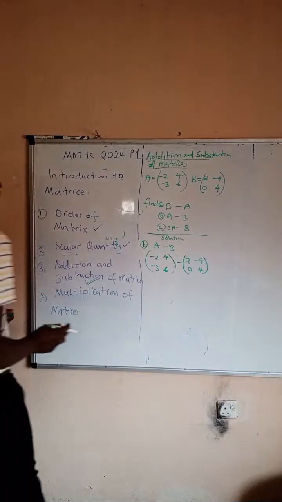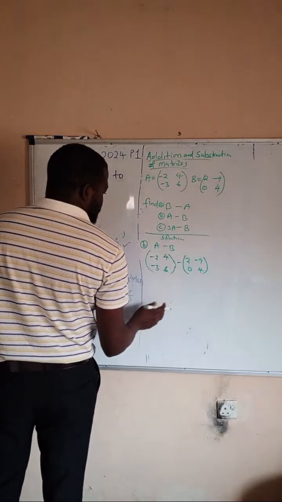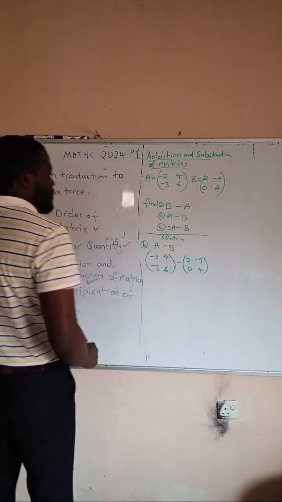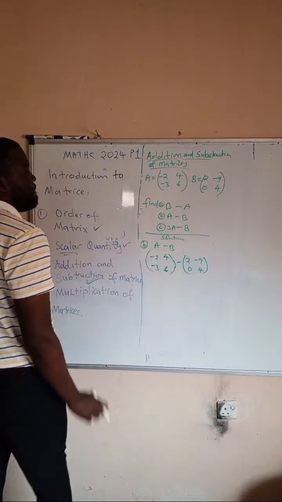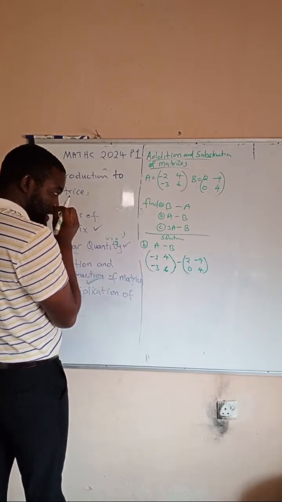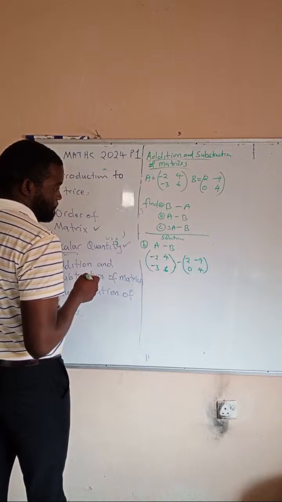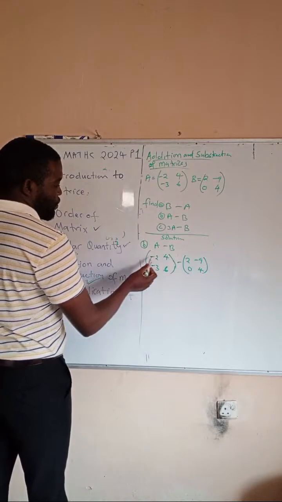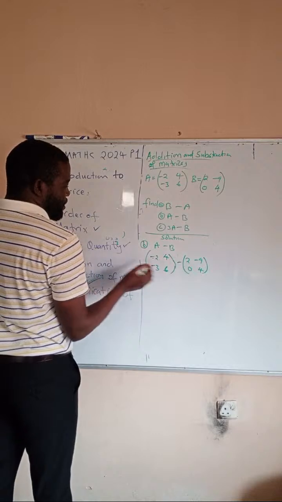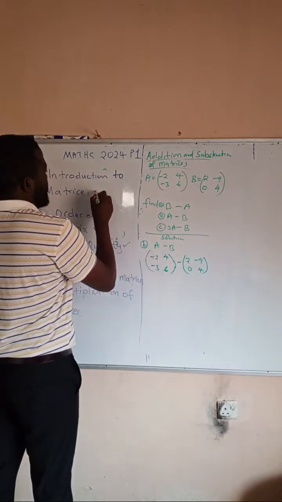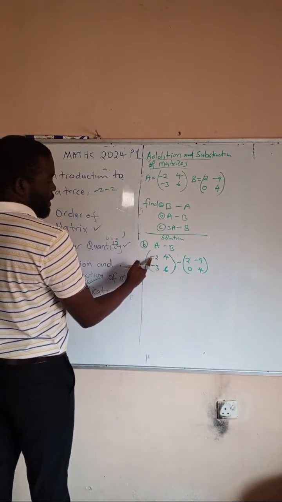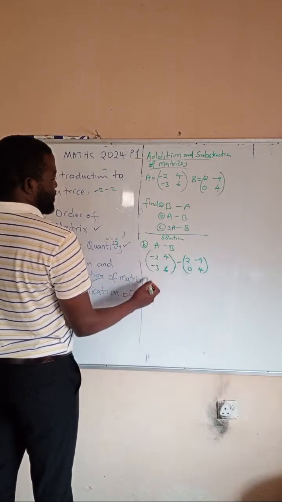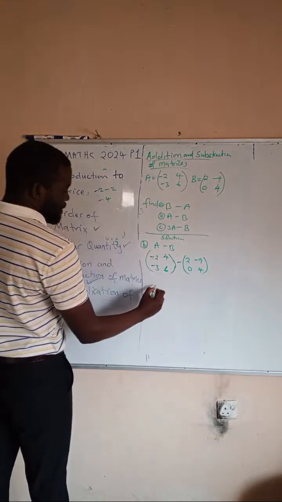Okay. Like that, guys. I subtracted them. So negative 2 minus 2. Okay. Negative 2 minus 2. It is negative 4. So here it's negative 4.